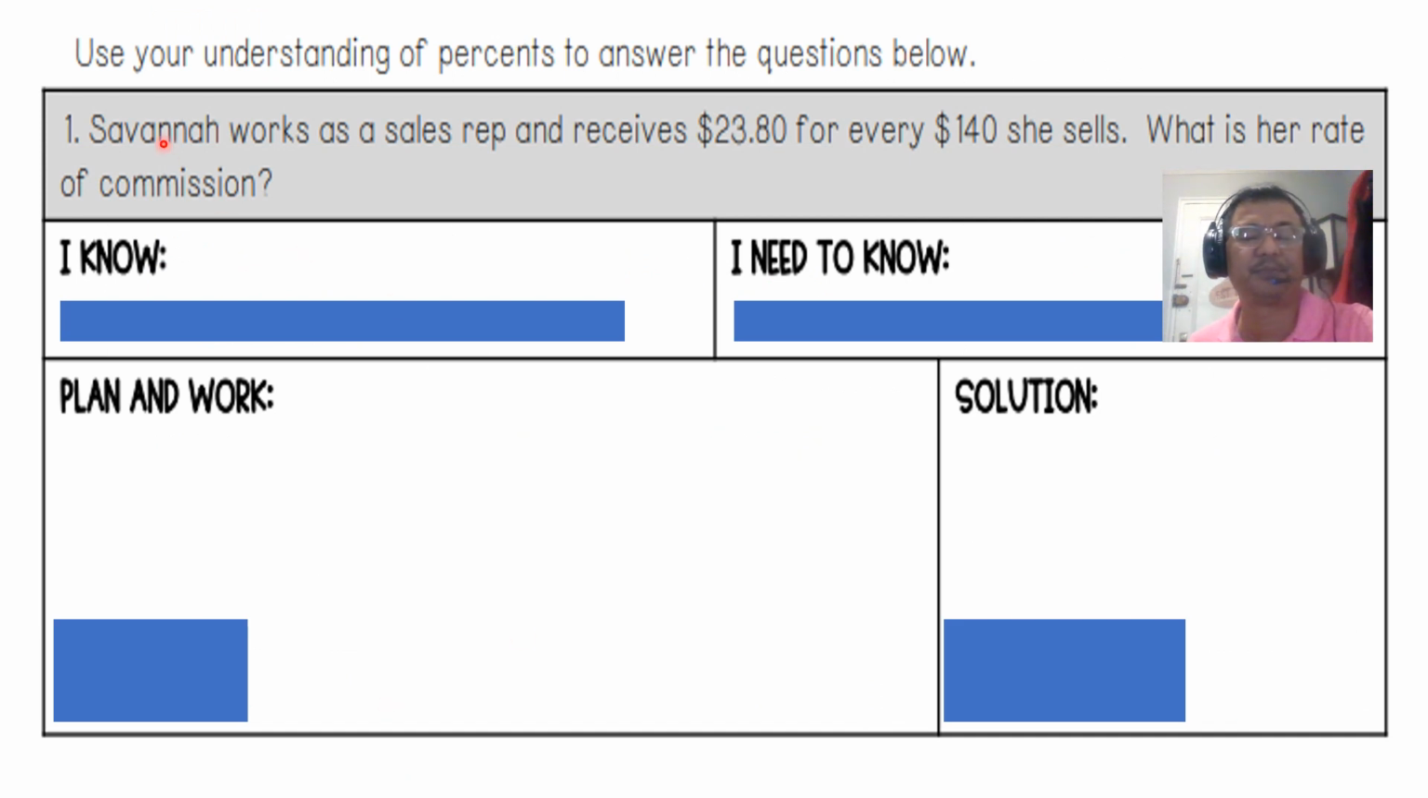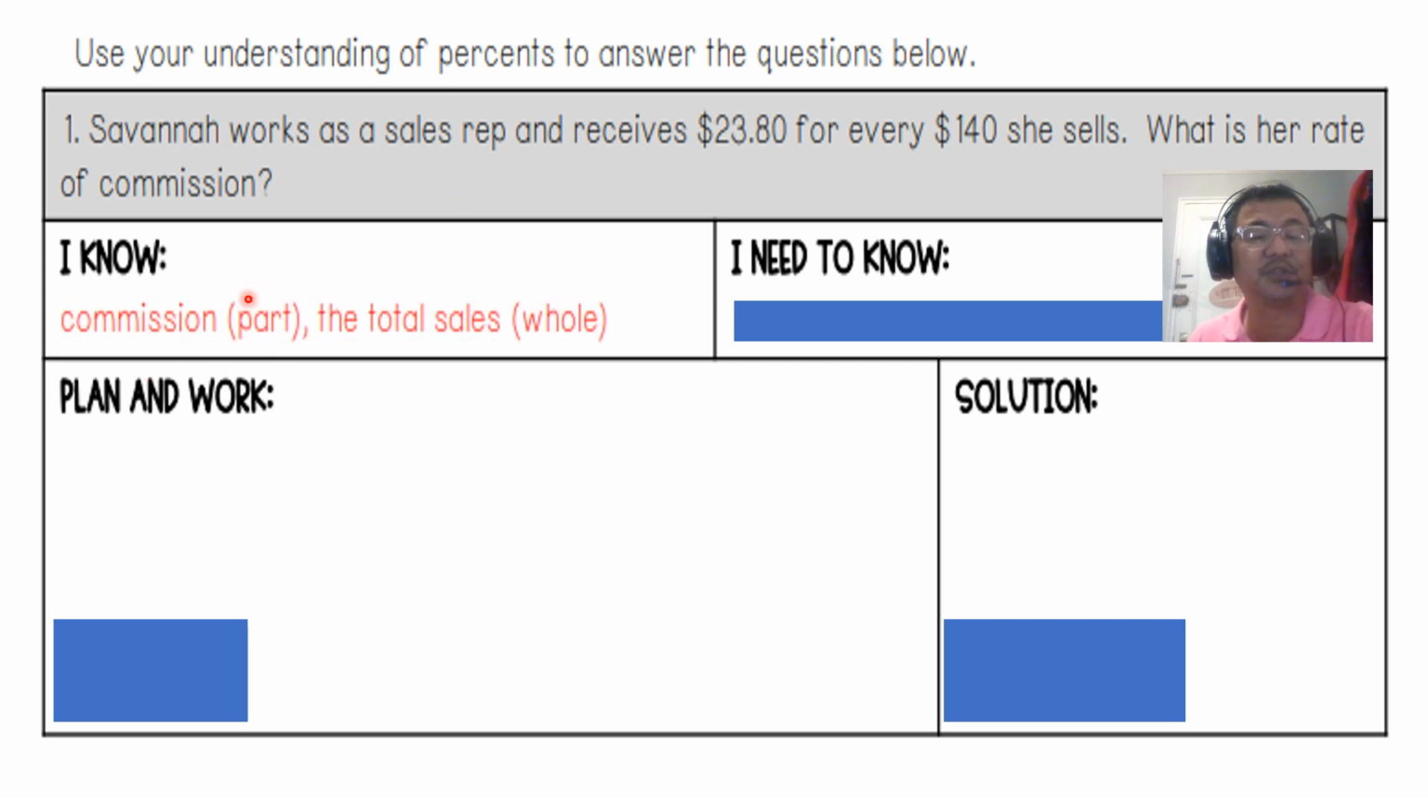Now let's solve this word problem. Savannah works as a sales rep and receives $23.80 for every $140 she sells. Why is she receiving this money? Because it's called a commission, something that she gets because she's a good salesperson. What is her rate of commission? So what do I know so far? After reading the problem, we know that the commission part is 23.80 and the whole, it's based on this whole amount of 140.